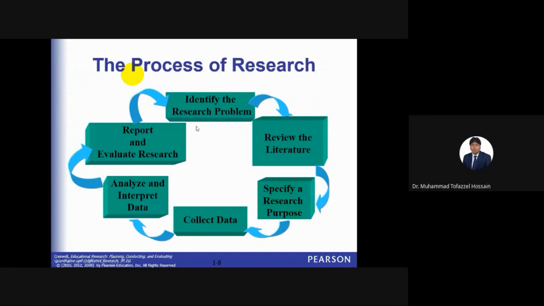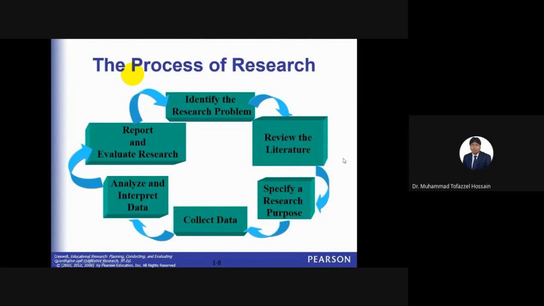The first one is identifying the research problem. Research starts with a problem. How can you be sure of the problem? By reviewing the literature, meaning past research. When you go through all the past research, theory, and perspectives, you will be able to specify a research purpose. Then only you can know from which perspective you should see the problem. By reviewing the literature, you can find out the research gap.